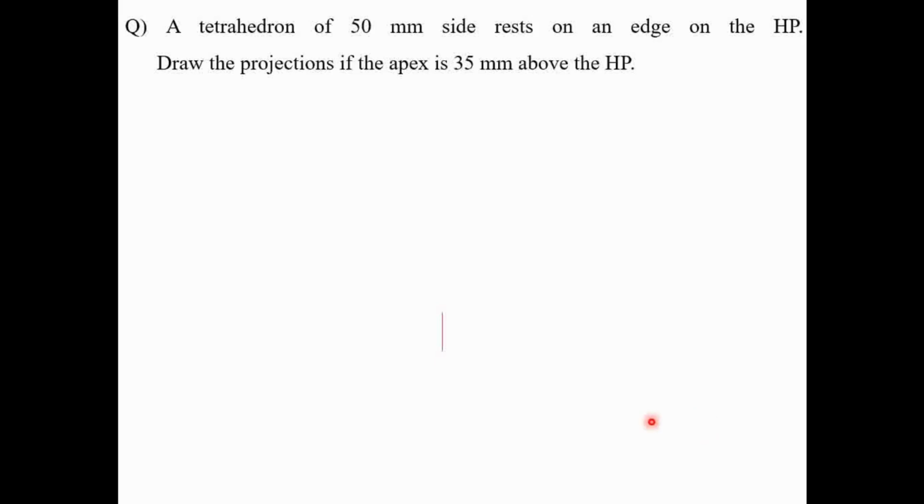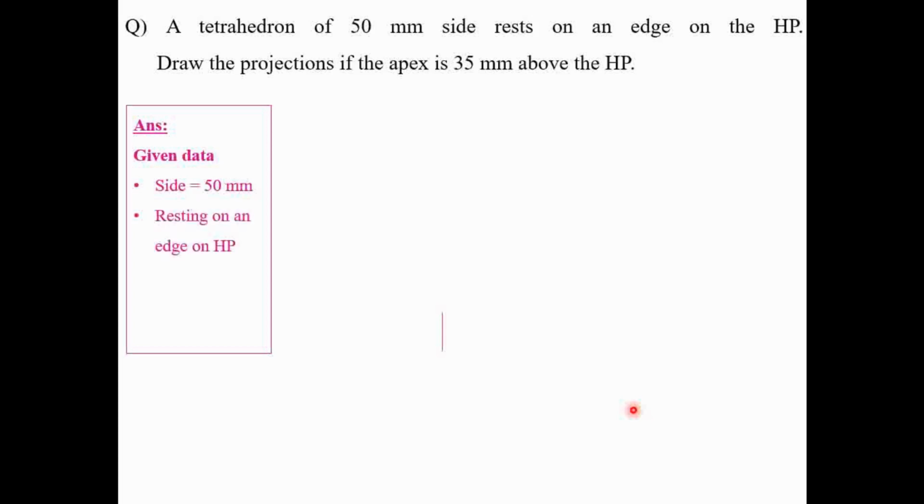So let's once again see the complete procedure, the step by step solution for this numerical. Before we start to draw the diagram, always write down the given data. That is the shortcut way of representing the given numerical. The given object is a tetrahedron having a side of 50 mm. The resting condition given is resting on an edge on HP. The same has been written here. The next condition given is the apex is 35 above the HP.